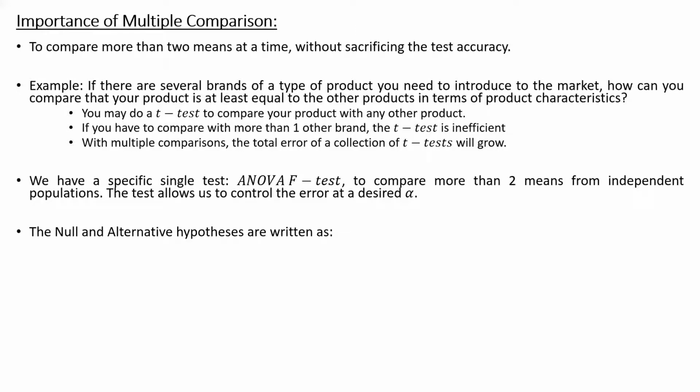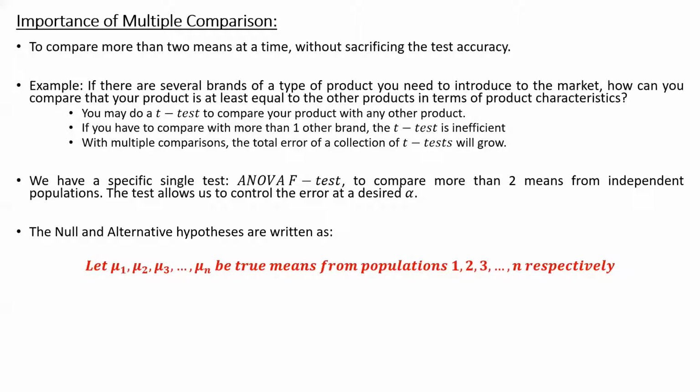All right, we will now see how to write down the null and the alternative hypothesis for multiple mean comparison with Anova F test. We will let mu1, mu2, mu3 up to mu(n) be the true means from the populations 1, 2, 3 up to n respectively. Then the null hypothesis H0 is written as all the means are equal. You may write it in words as that, or if you prefer symbols, you may write it as mu1 equals mu2 equals mu3 equals all the way up to mu(n).